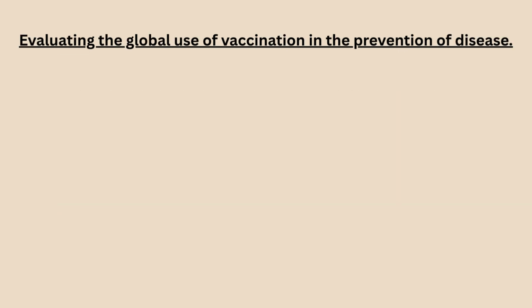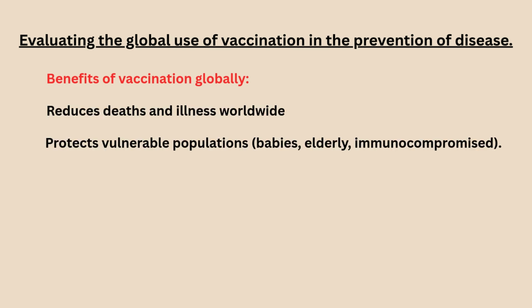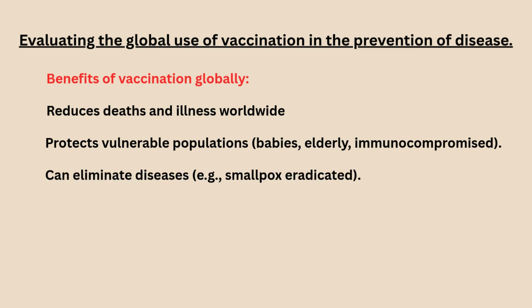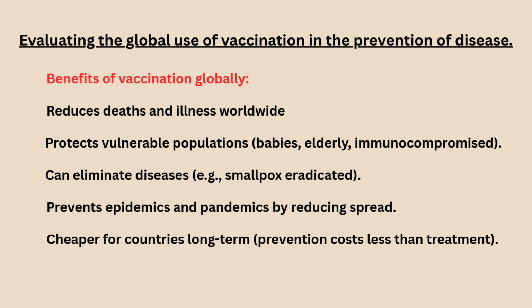Evaluating the global use of vaccination in the prevention of disease. The benefits of vaccination globally. It reduces deaths and illness worldwide. It protects vulnerable populations such as babies, elderly and immunocompromised. It can eliminate disease such as smallpox. It prevents epidemics and pandemics by reducing the spread of disease. And it's cheaper for countries in the long term. Prevention costs are always much cheaper than treatment costs.